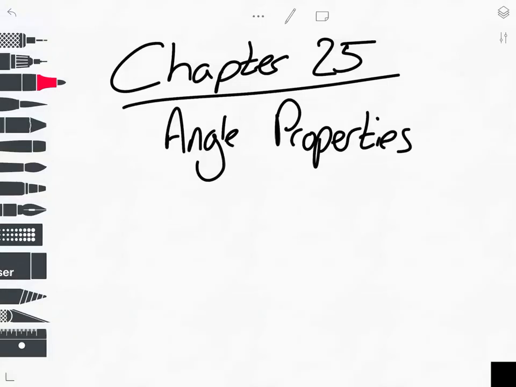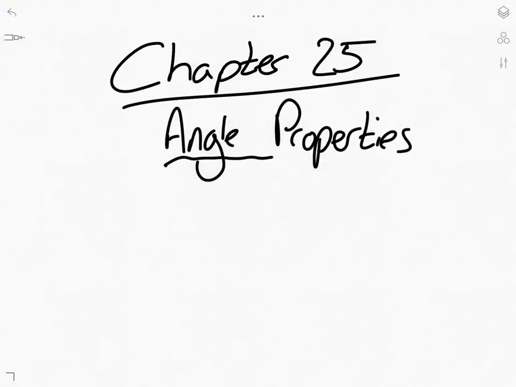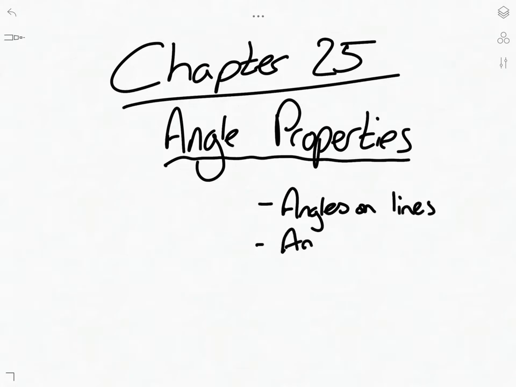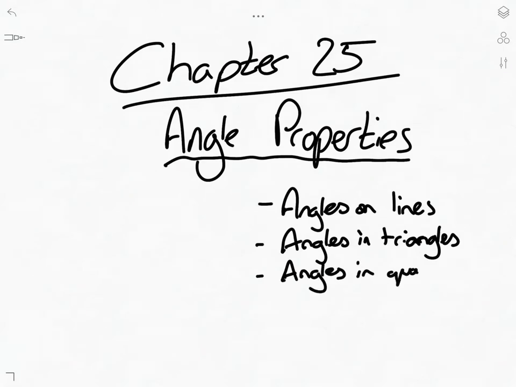Hello, so I'm just going to talk through the beginning of chapter 25 for angle properties. So I'm going to talk about angles on lines, angles in triangles, and angles in quadrilaterals. Just write quads to make it quicker. Then I'm going to do some examples, and then I will tell you what work to do.